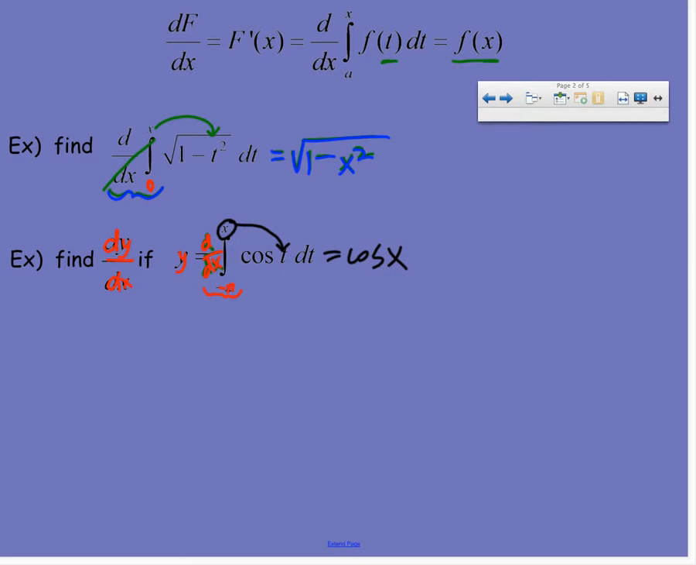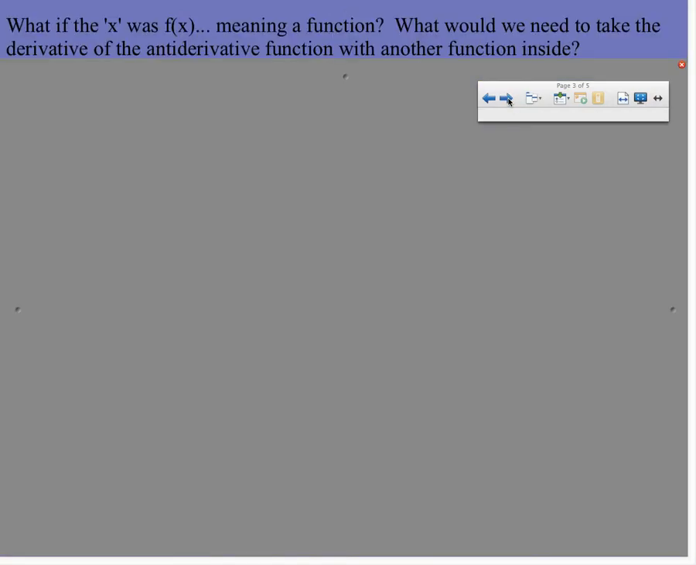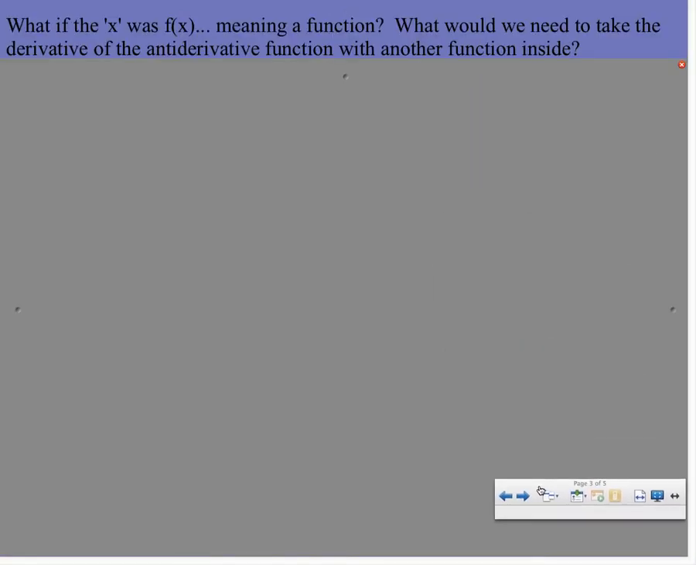Let's see what else we're going to take a look at. Surely it's not always this easy. Okay. So now, what if the x, the one that's on the top, the one that's the upper limit, the b, what if the x was actually a function, an f of x? What would we need to do to take the derivative of an antiderivative function with a function inside? So the antiderivative is a function. That's the integral part. But then instead of an a and a b, our b is a function.